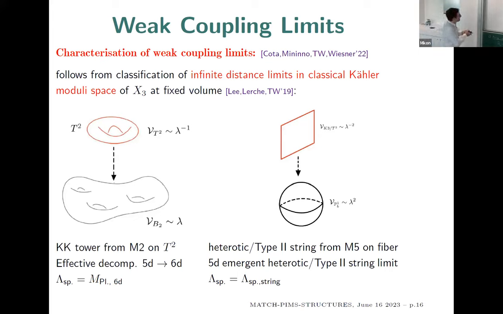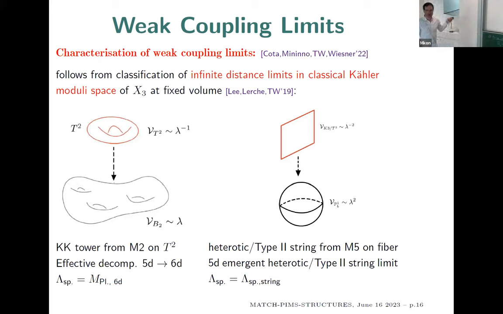In the first case, the volume of the base goes to infinity. Let's call the scaling lambda. And the volume of the fiber goes to zero, just inverse, so that the total volume stays finite. And similarly, on the K3 or T4 fibration side, the volume of the base goes to infinity and the one of the fiber goes to zero. So the only Calabi-Yau 3-folds with an interesting weak coupling limit, or with an interesting infinite distance limit in Kähler moduli space, must admit these fibrations.